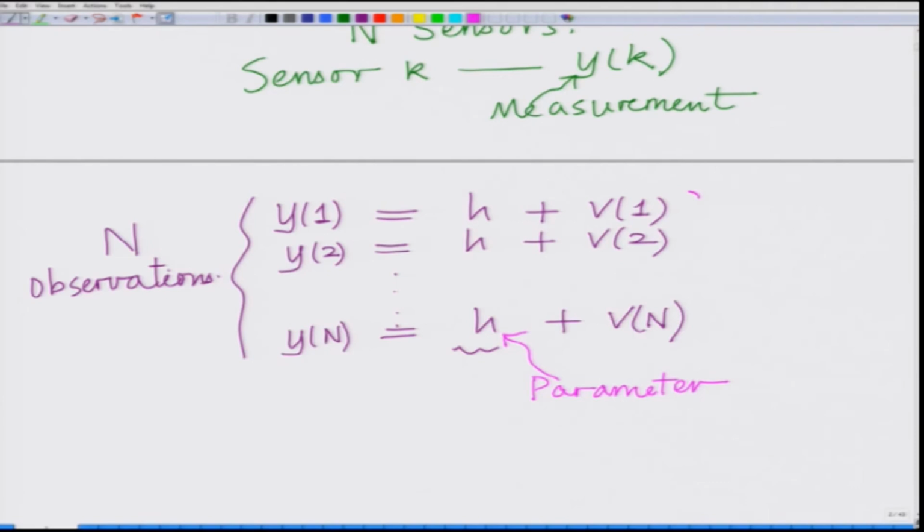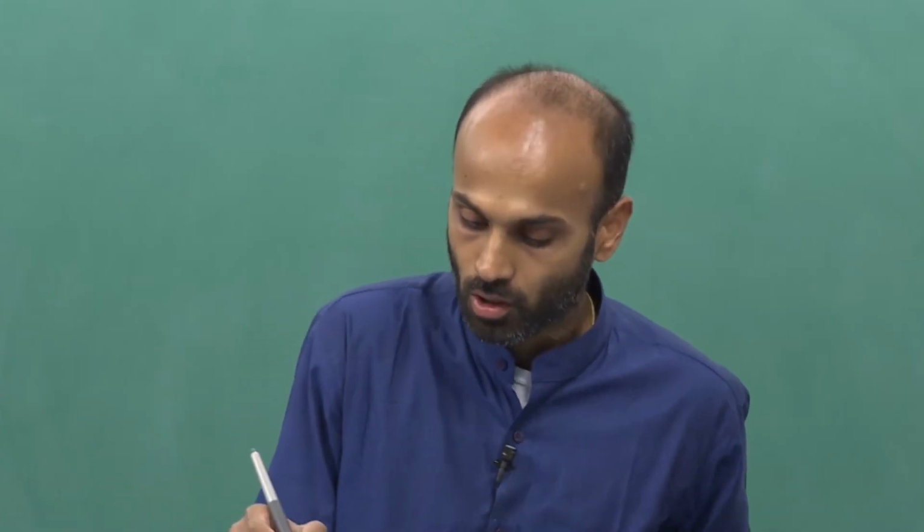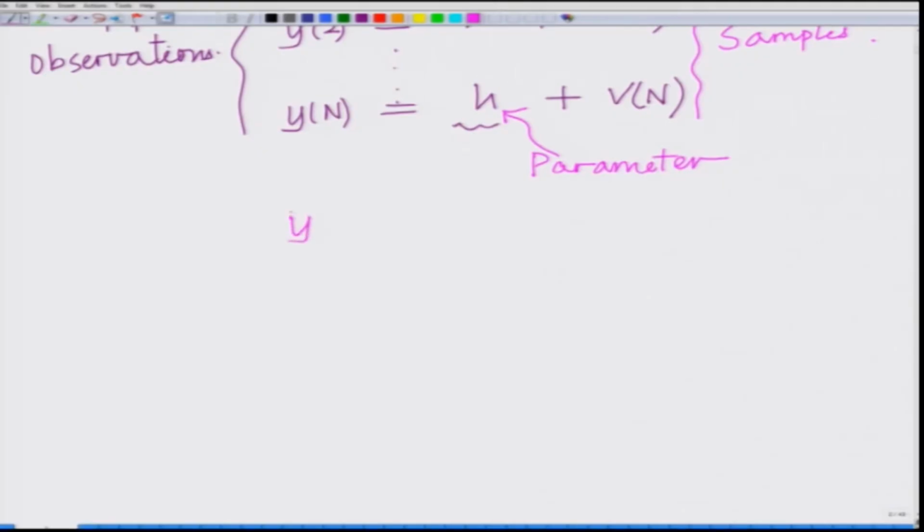h is a parameter, and v 1, v 2, up to v n are the Gaussian noise samples. We have also shown that this system model, this setup, can be represented as y bar equals 1 bar, the vector 1 bar, times the parameter h, plus v bar, where v bar is the noise vector.